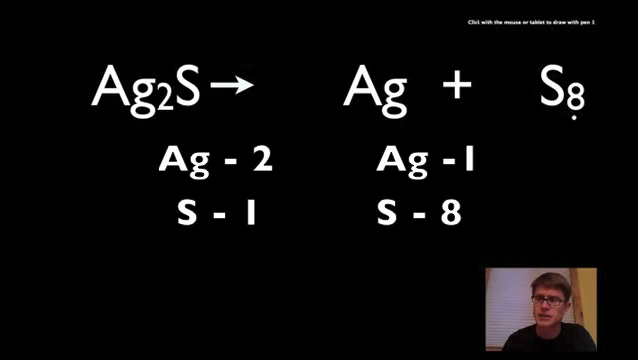And so this 8 jumps out right away. So on the right side, I've got 8 sulfur atoms. If we look on the left side, I've only got 1. And so as a bare minimum, I'm going to try writing an 8 right here. Let's see what that does.